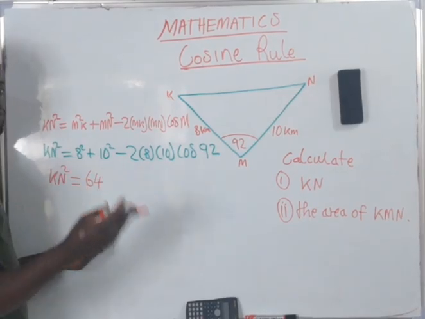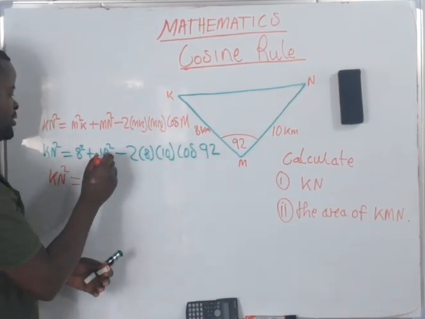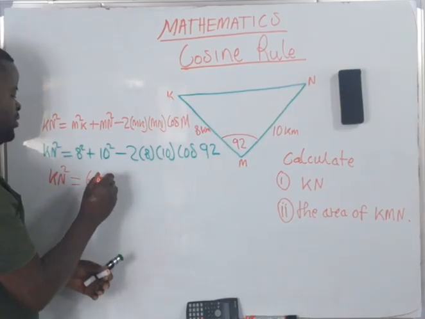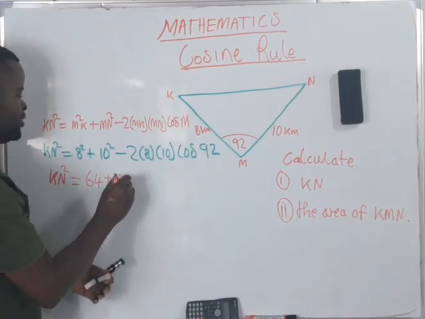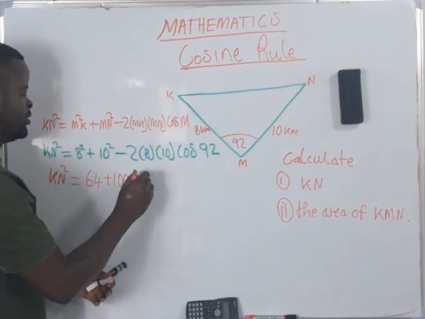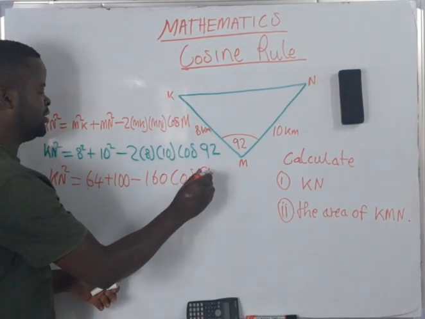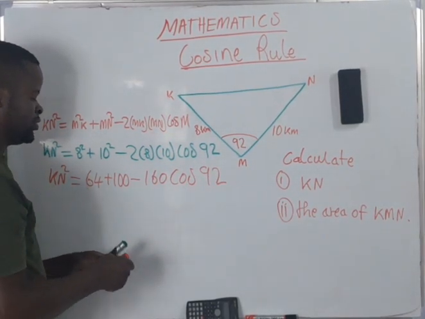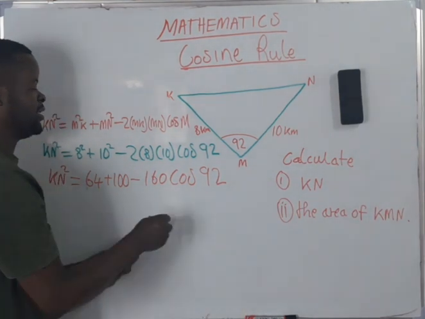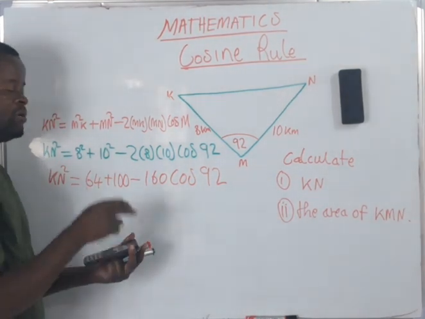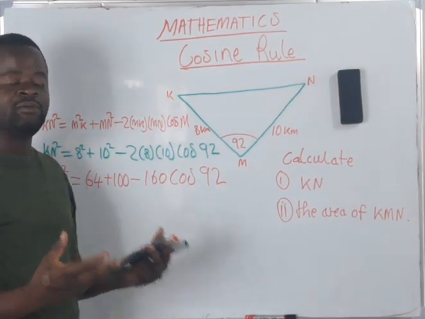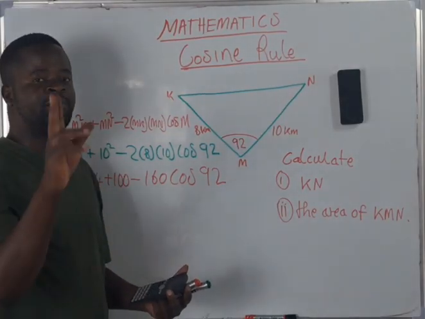8 to the power 2 simply means 8 times 8, and 10 to the power 2 simply means 100. So we are going to get 64 plus 100 minus 160 cos 92. Now when you reach this stage, we are going to plug in all these numbers on the calculator. Remember that this is mathematics paper 2.